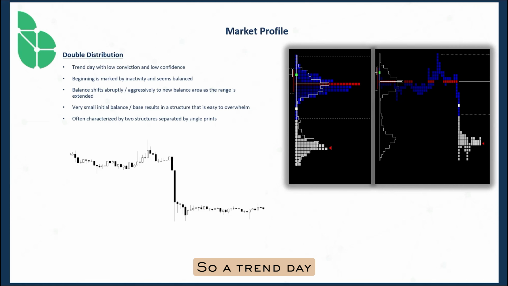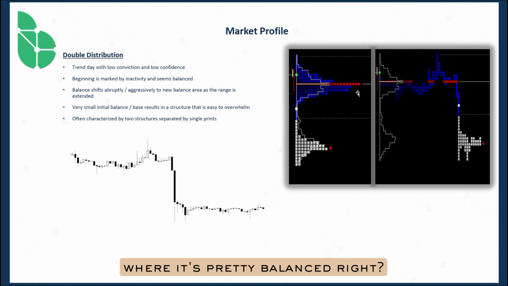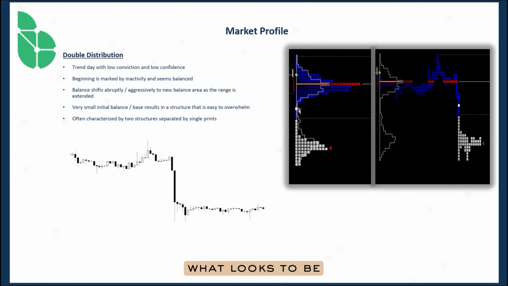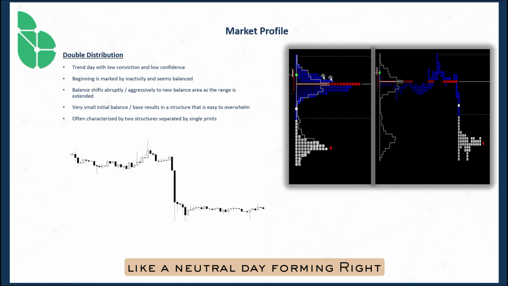Okay, so a trend day, being that we have this profile that is similar to a trend, but you can see there's two periods where it's pretty balanced, right? So balance shifts abruptly. So we open up here, here's our initial balance, sitting within what looks to be like a neutral day forming, right?